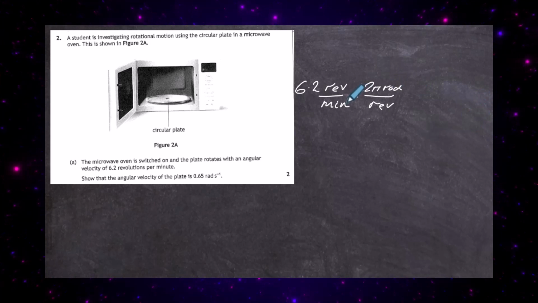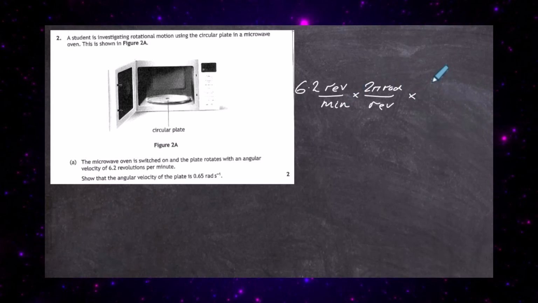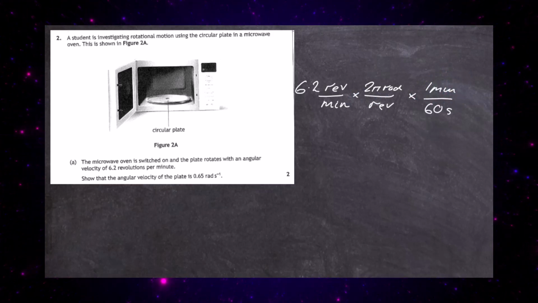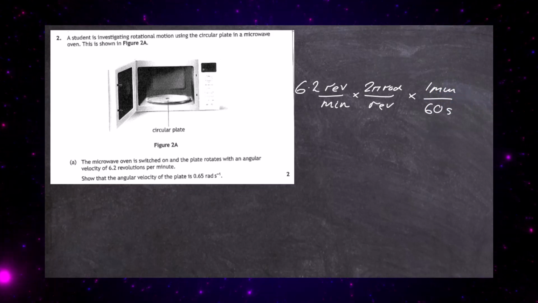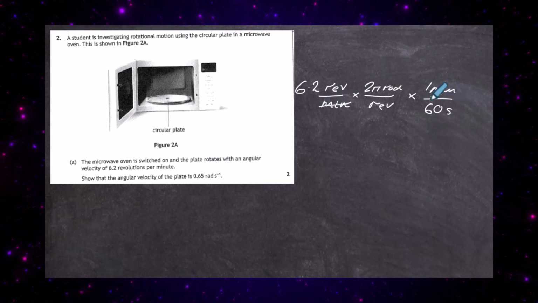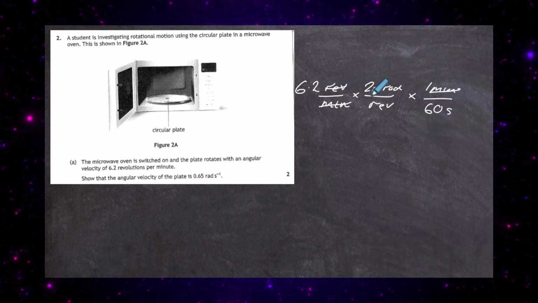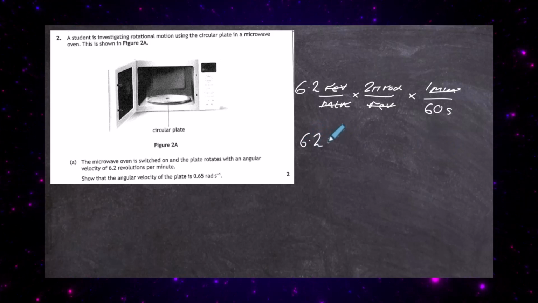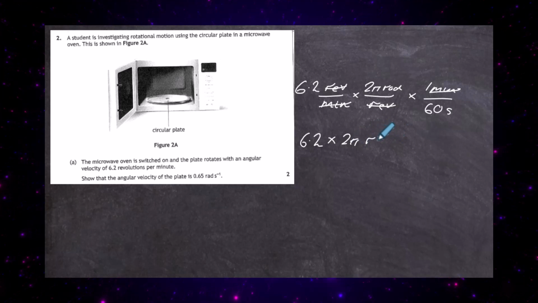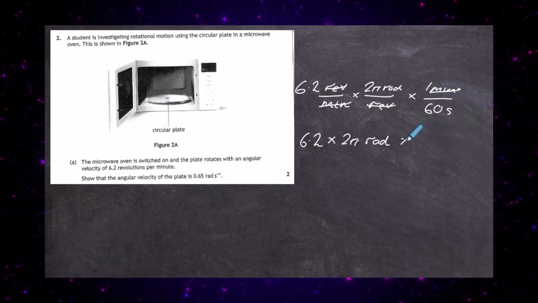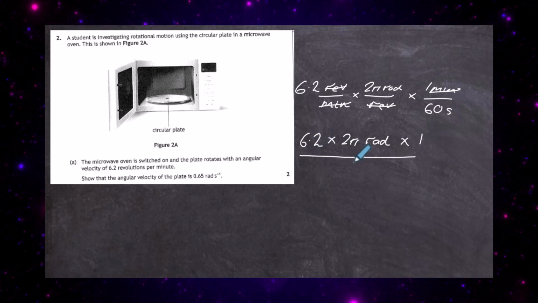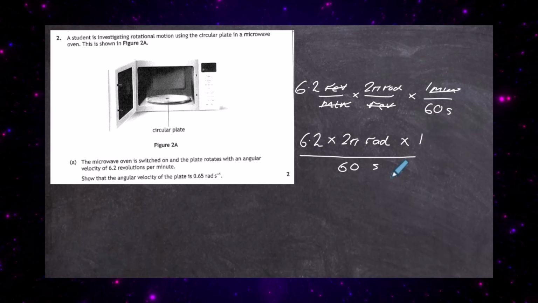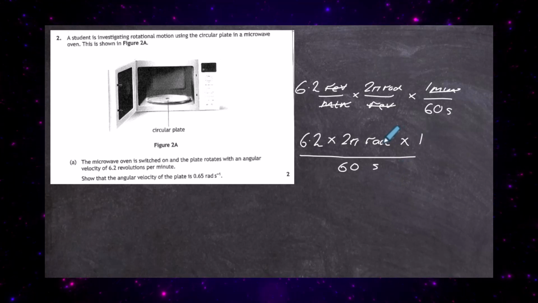Then I've got to deal with the minutes to get into seconds. I know 1 minute is actually 60 seconds, so you're going to have 60 seconds per minute. Now if you look closely, you can see the minutes cancelling out and the revolutions cancelling out. And you get 6.2 times 2 pi radians, multiplied by 1, divided by 60 seconds. So we have 6.2 times 2 pi times 1 divided by 60, and the units are going to be radians per second.